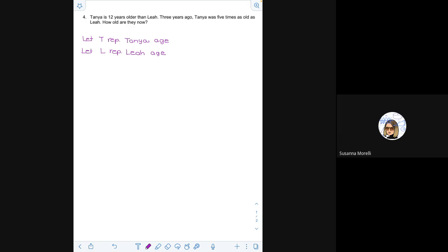Okay, so now we're going to look at the information and we're also going to have to decide whether we're going to let T and L represent their age now or age later. Okay, you can do it both different ways. You can do T represent their age today or T represents their age 3 years ago. It really is up to you. If you do it for 3 years ago, then you have to adjust at the end. Okay, so I'm going to start by creating a little chart.